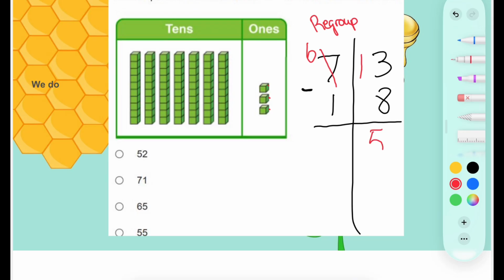5 ones. Put 1 in your head, count to 6. 1, 2, 3, 4, 5, 6. 5. The answer is 55.